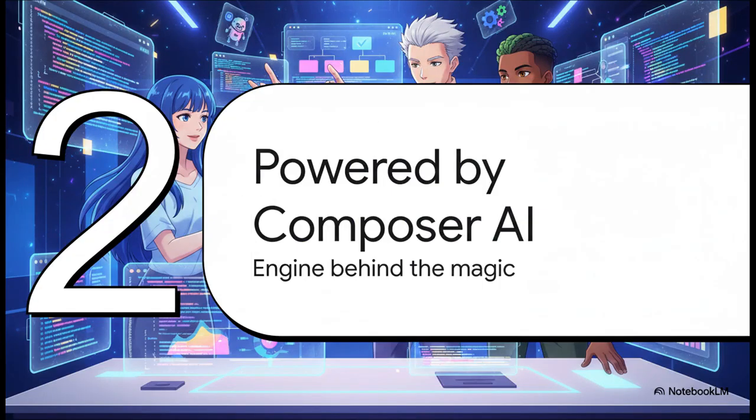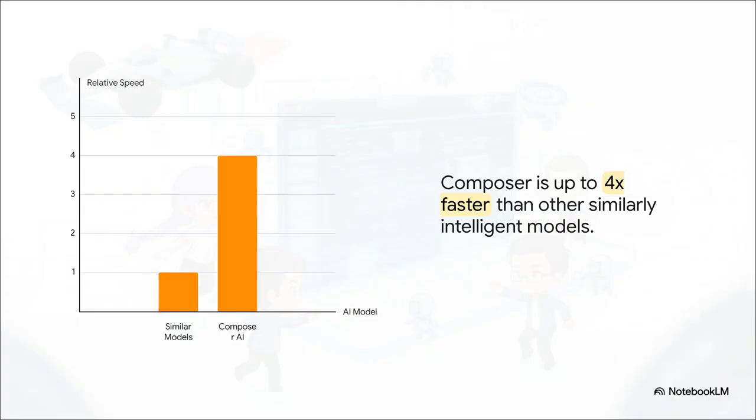So you're probably wondering, how in the world is this even possible? What's the secret sauce here? Well, it all comes down to a brand new engine running under the hood. It's called Composer AI, and it's the brains behind this whole agentic operation. And get this, for the first time, Cursor has built its very own AI model in-house. And the results are, well, kind of insane.